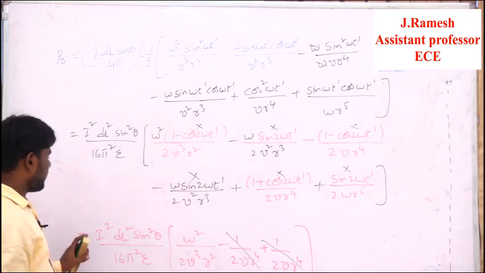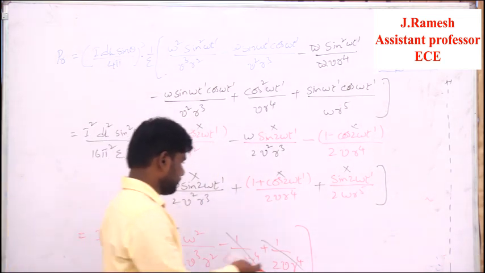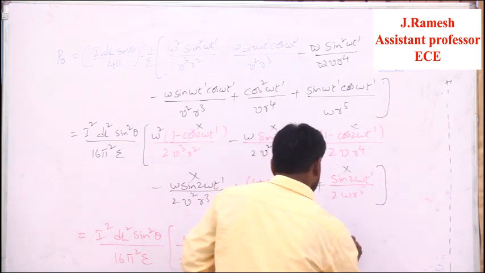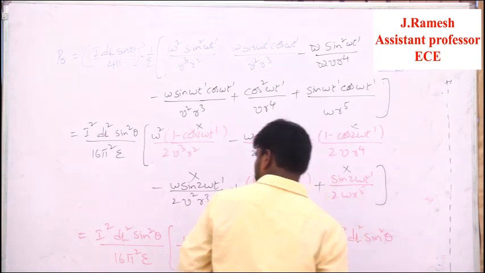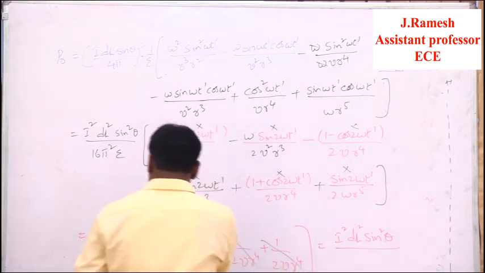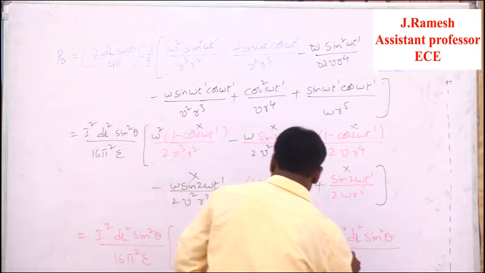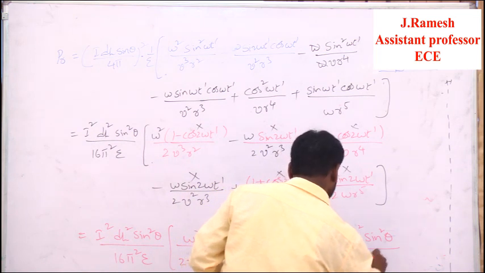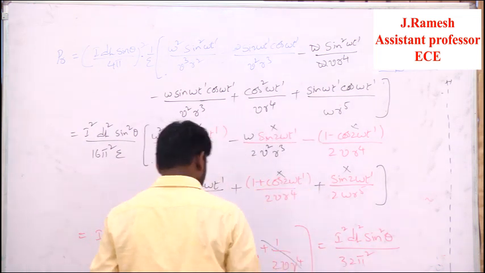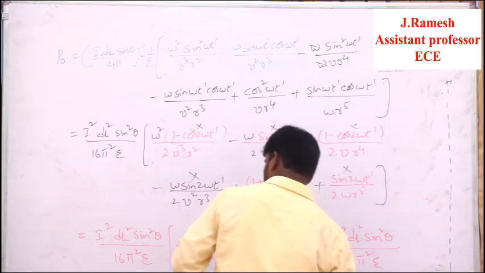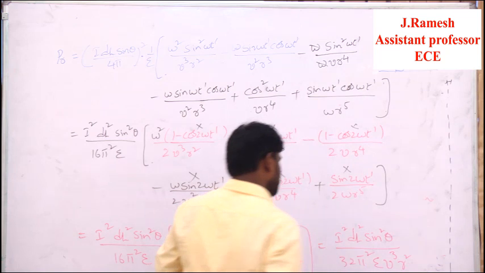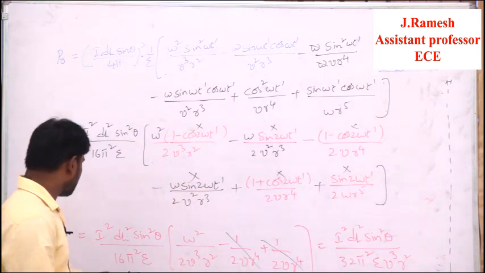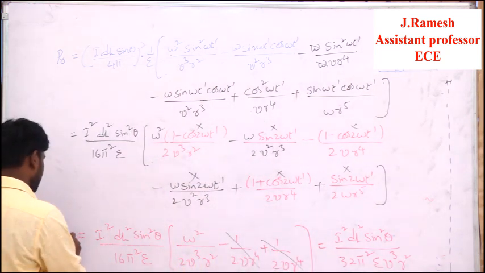cancelled. So now my final output is given simply by I square dl square sin square theta by, so total here 16 into 2, you can say that 32 pi square into epsilon into v cube into r square. So this is what exactly we got from the PR, that is the power radiated.